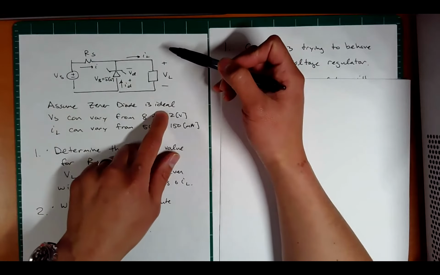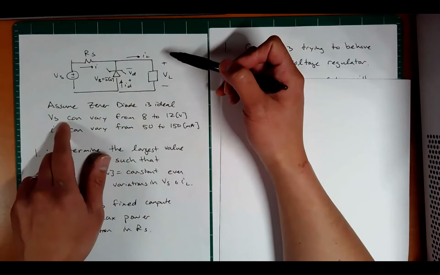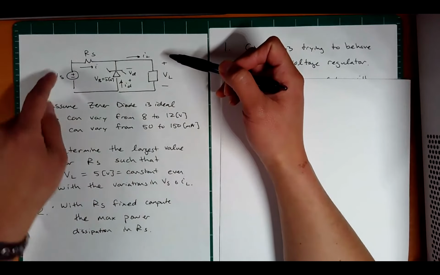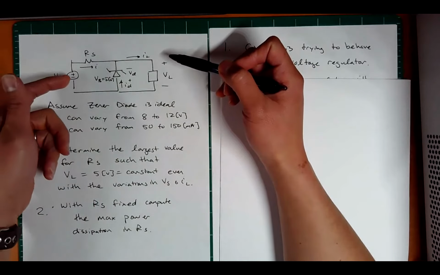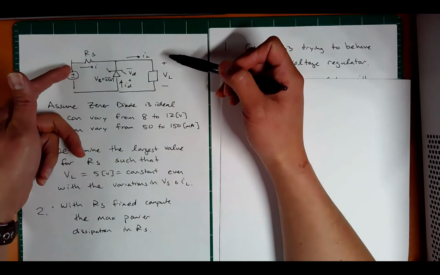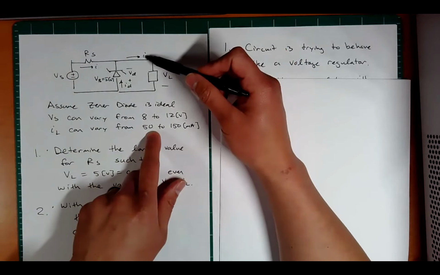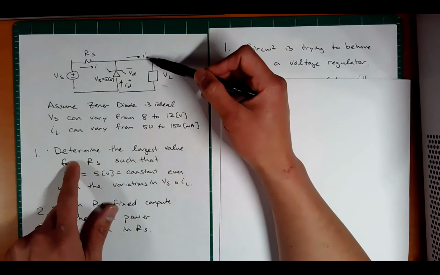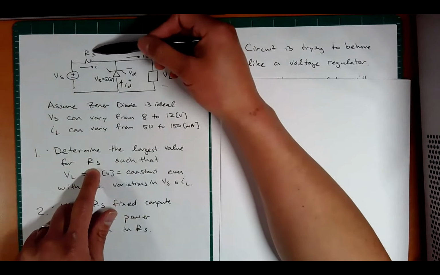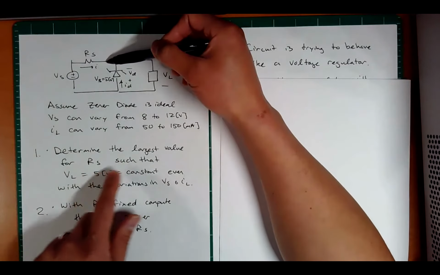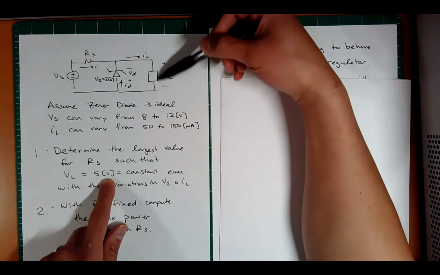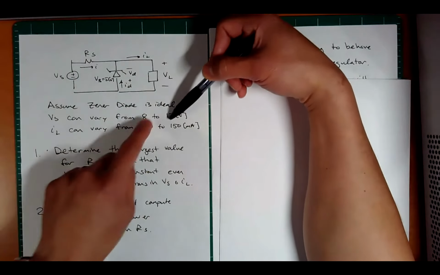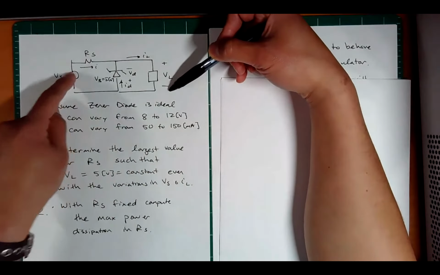And what they're going to assume is this Zener diode is ideal, and they give you the fact that this VS could vary. So this could be anywhere between 8 to 12 volts, and this current can be anywhere between 50 to 150 milliamps here. And what they want to know is what's the largest resistor here in this path such that VL remains constant at 5 volts, even with these two variations of the load current and the source.